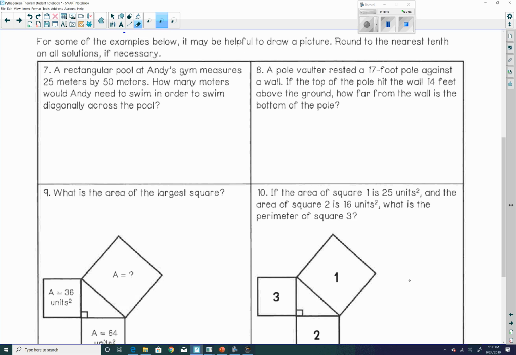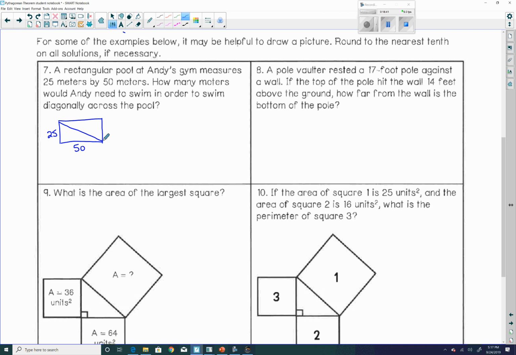Number 7 says a rectangular pool at Andy's gym measures 25 meters by 50 meters. Now, I love drawing pictures for my story problems. It helps me visualize things. I think I shared with you I'm a very visual learner. So if I've got 25 meters and I've got 50 meters, how many meters would Andy need to swim in order to swim diagonally across the pool?